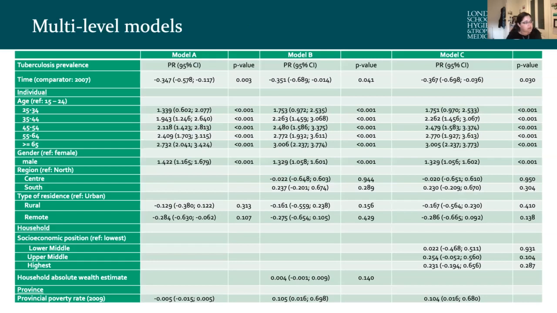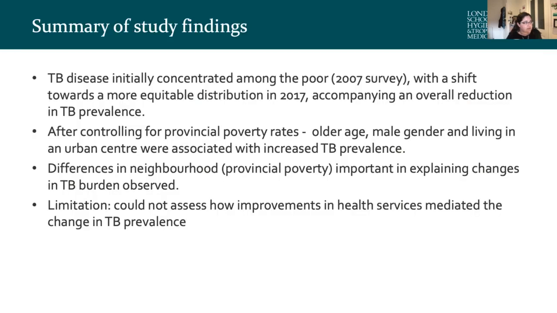And the multi-level models showed us that age and gender were some of the most important explanatory variables for understanding this change. Whether we used absolute values for understanding household deprivation, as a household absolute wealth estimate, or looked at differences between households with different socioeconomic status groups, we had similar results. And the most important association was the provincial poverty rate in terms of explaining the change in TB prevalence.